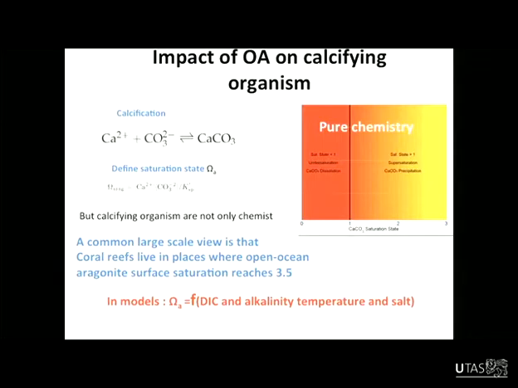The most important thing in models, or even for people who measure stuff: we can't measure aragonite saturation. What you do, you measure DIC and alkalinity, temperature, and salinity, and then you can derive from those four what aragonite saturation is. There's a book that thick that does that. It's the carbon chemistry.